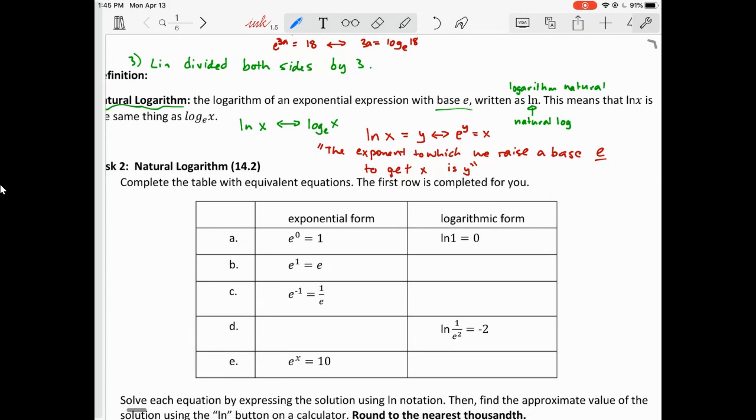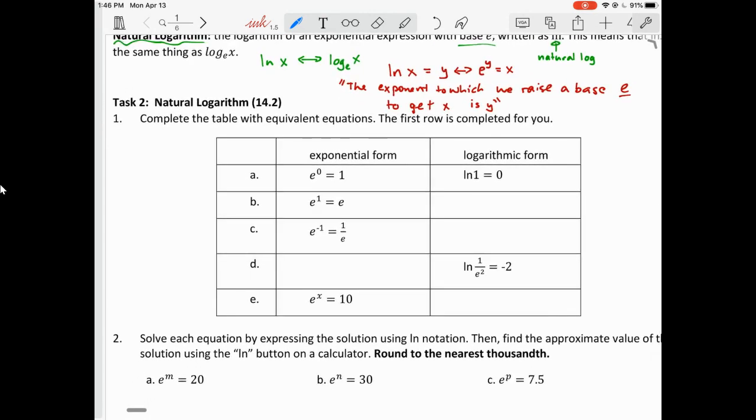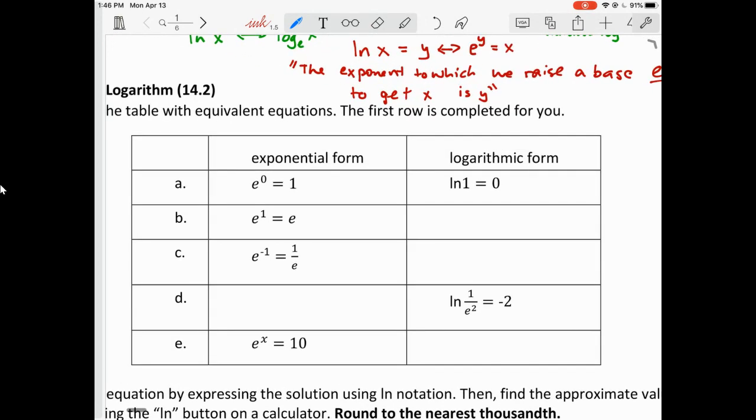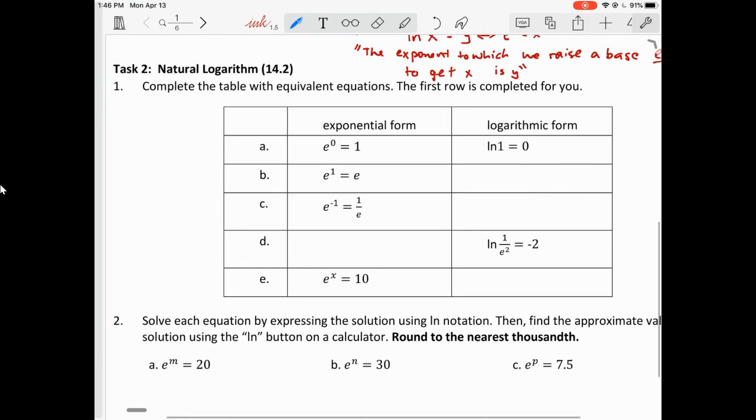So let's give this a shot with converting between forms. We'll complete this table with equivalent equations. The first row is completed for you. So we have e to the 0 power equals 1. That was rewritten as the natural logarithm of 1 equals 0. So I want you to give it a shot at completing this table. So go ahead, pause the video and try that on your own.